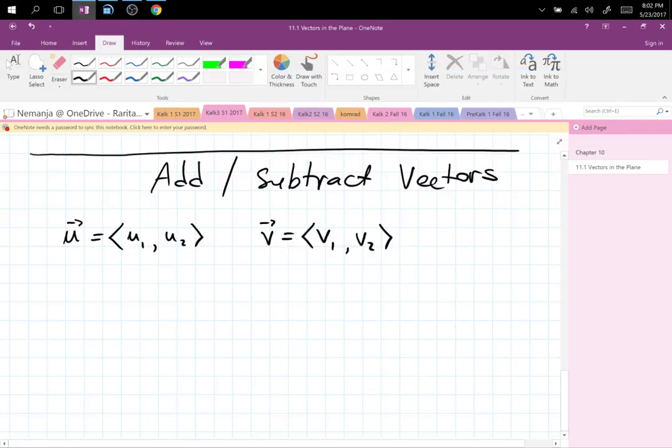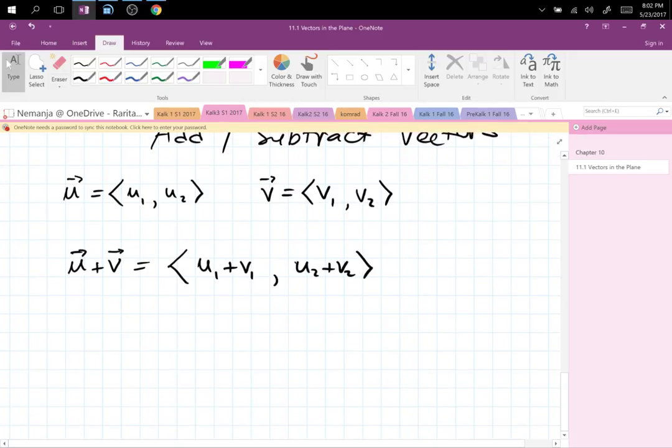So, to add vectors, u plus v, we are simply going to have u1 plus v1, and then u2 plus v2. For subtraction, we're going to subtract those. Now make sure the order is correct, because again, subtraction is not commutative.